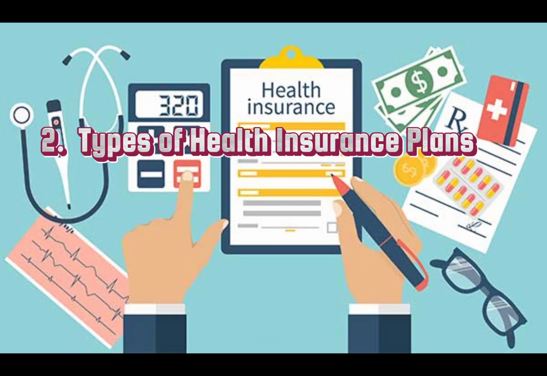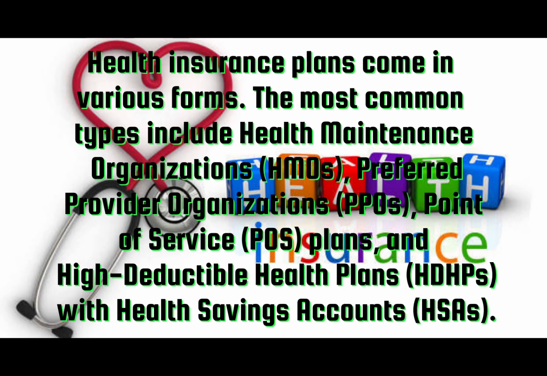Two, types of health insurance plans. Health insurance plans come in various forms. The most common types include health maintenance organizations, HMOs, preferred provider organizations, PPOs, point of service, POS plans, and high deductible health plans, HDHPs, with health savings accounts, HSAs.